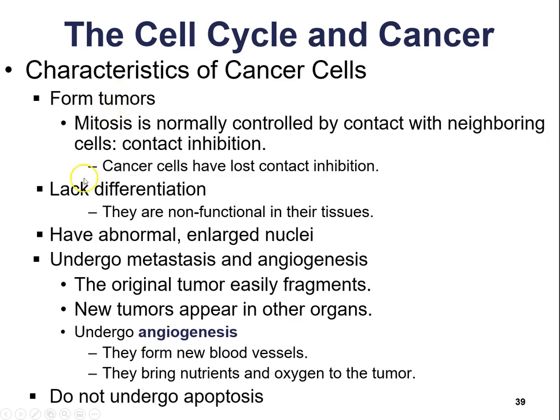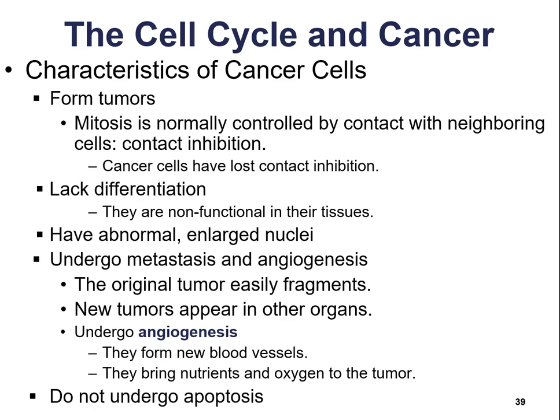They form tumors, right? It says mitosis is normally controlled by contact with neighboring cells, so something called contact inhibition. Cancer cells have also lost that contact inhibition, and I'll show you a picture in a second. Meaning, usually, if a cell in a given tissue starts dividing, it will know that it's time to stop dividing because there are too many other cells around. Cancer cells don't even have that, right? They just keep dividing, even though there are lots of other cells around, okay?